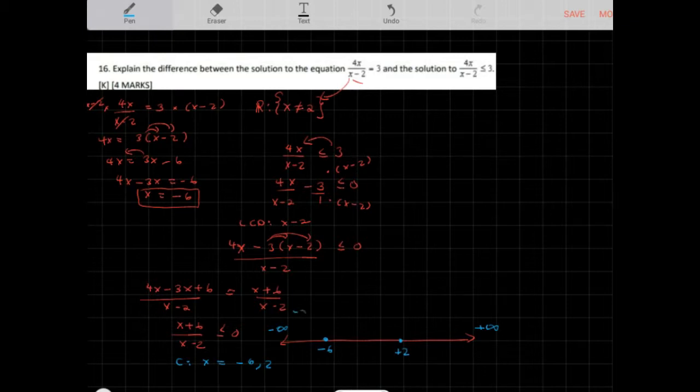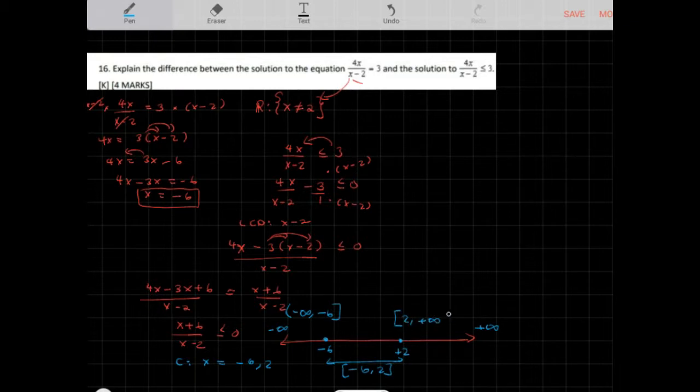So one of your intervals is negative infinity to negative 6, right? It should be inclusive because we have less than or equal to 0. So 0 also counts, negative 6 and positive 2. Once again, we're using square brackets because the points are inclusive, because we can look for values that equate to 0.